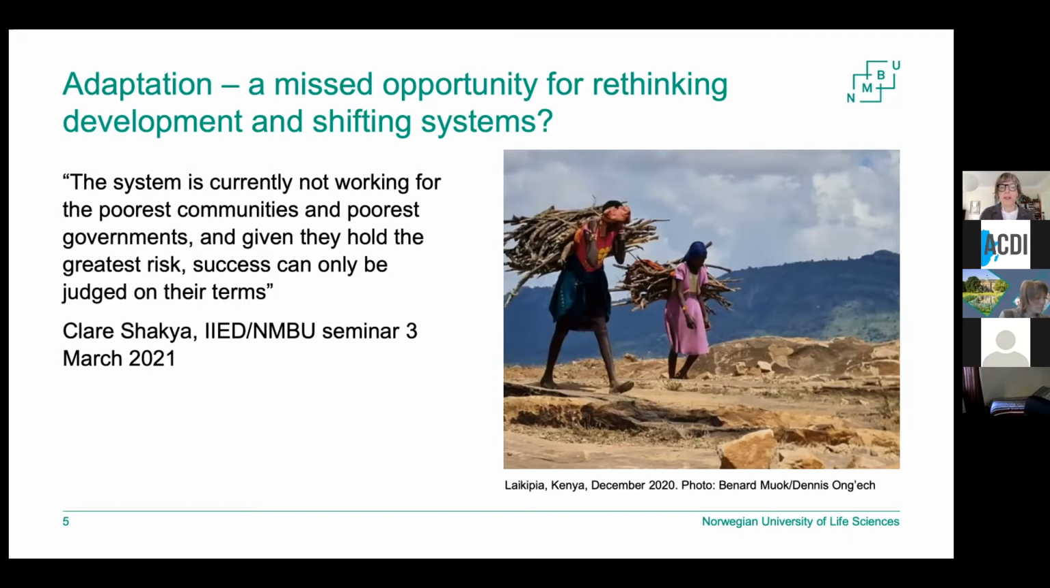Also, Claire Shakia from IIED, in a seminar that we had on the paper on the 3rd of March, said that the system is currently not working for the poorest communities and poorest governments, and given they hold the greatest risk, success can only be judged on their terms. So it really is a call for rethinking how adaptation is being implemented. And then the fact that we identified so many issues that could be, not low-hanging fruit, because they're clearly difficult things to address, but maybe lower-hanging fruit, things that could actually be adjusted with effort.